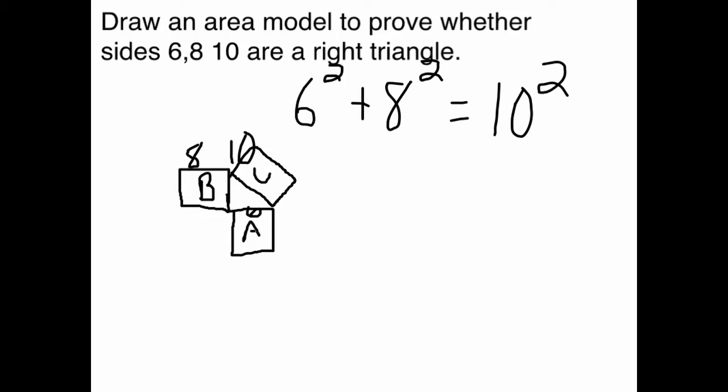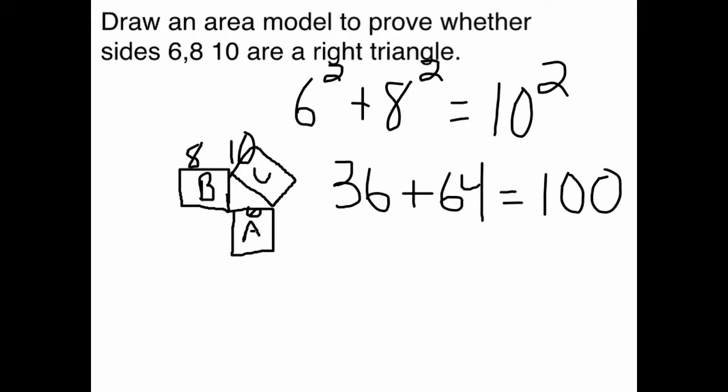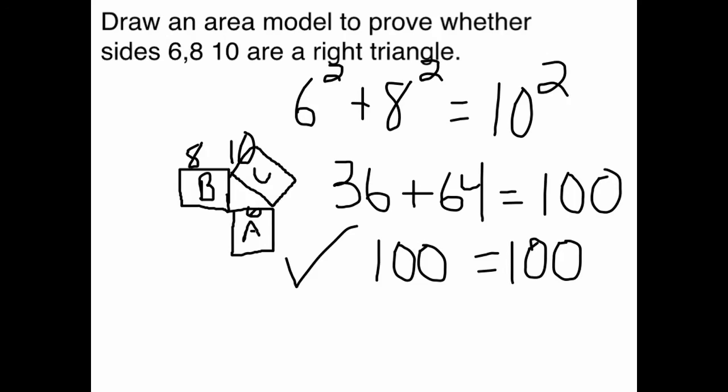Now, let's solve this out, and if both sides equal the same thing, then it's a right triangle. So 6 times 6 is 36. All I did was square 6, plus 8 squared, which is 64, equals 10 squared, which is 100. Again, I'm just trying to figure out if both sides equal the same thing. If they do, then it's a right triangle. So let me combine my like terms here. 36 plus 64 does indeed give me 100. And since both sides equal the same thing, this area model shows me that this is a right triangle.